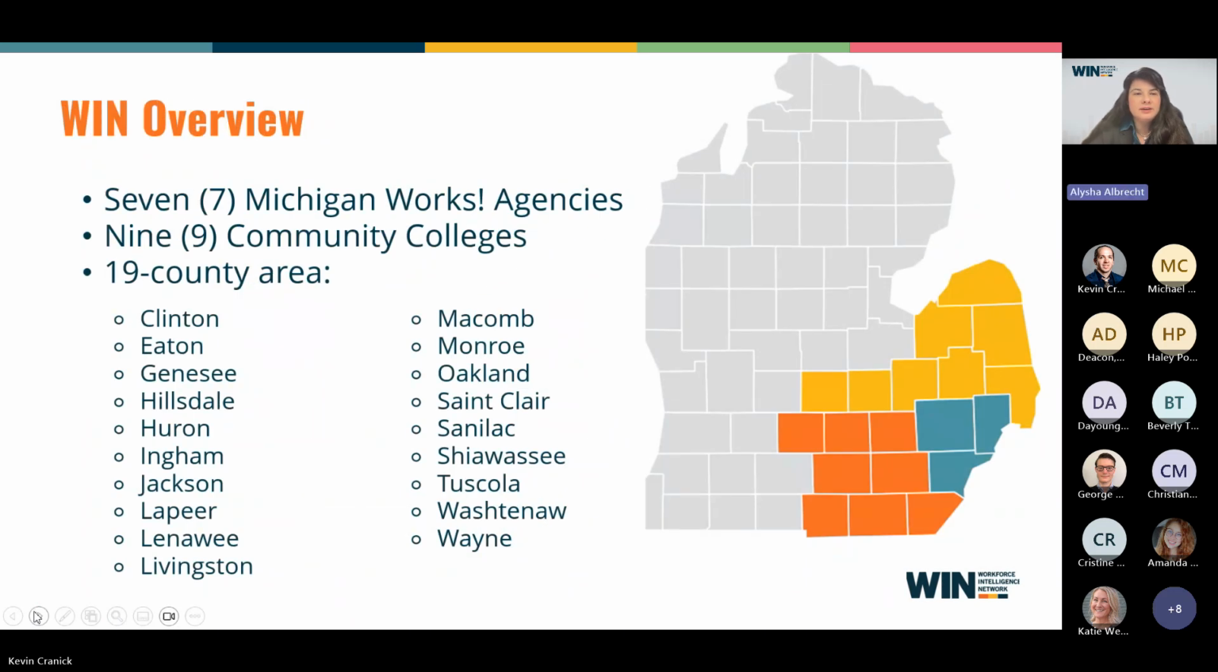So here's just a little look of what counties we serve. WIN is a 19-county region, again, serving the 7 Michigan Works agencies within that region, and then the 9 community colleges. So you can see all of the counties that we serve and represent. And then the shading is just the difference of region, like prosperities as well.